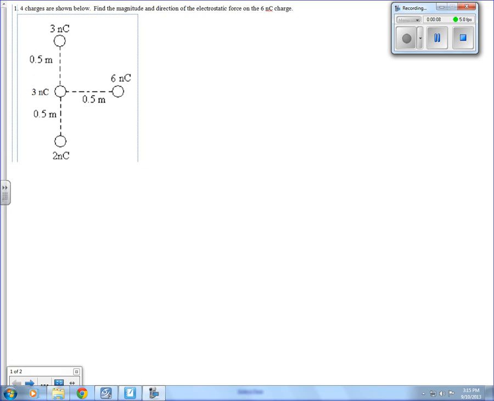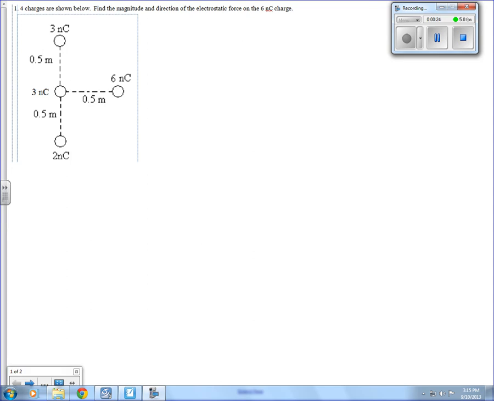Tonight we're going to be talking about how to solve a more difficult electrostatic force problem, as you can see. What we have in this situation is four charges as shown below. Find the magnitude and direction of the electrostatic force on the 6 nanocoulomb charge.